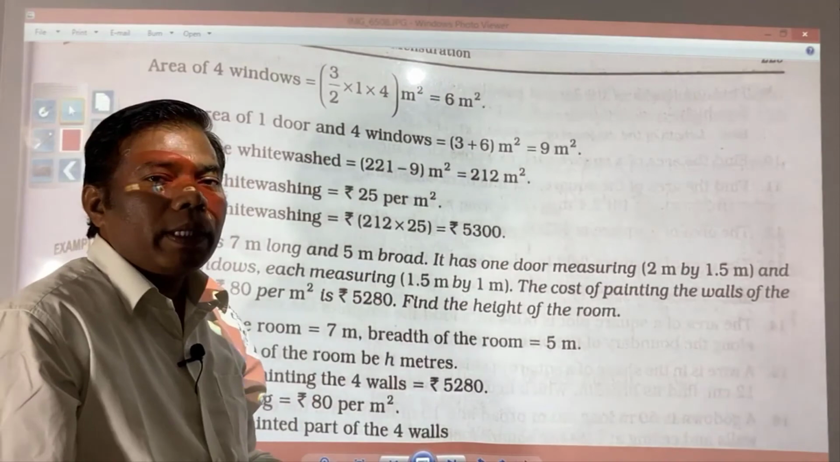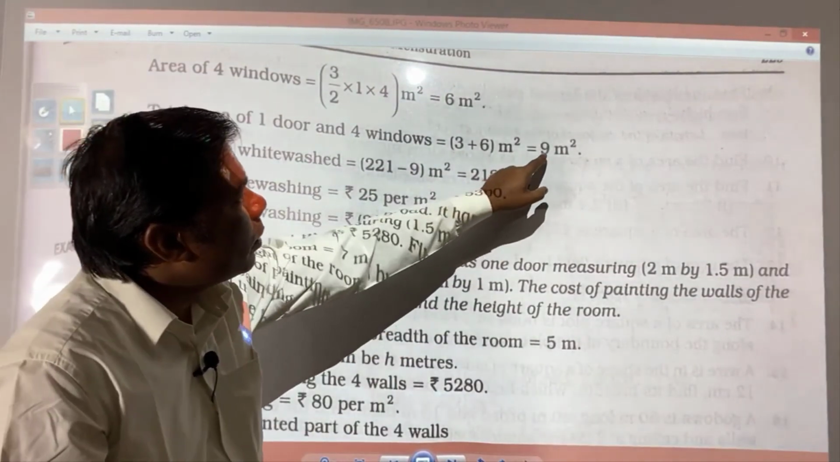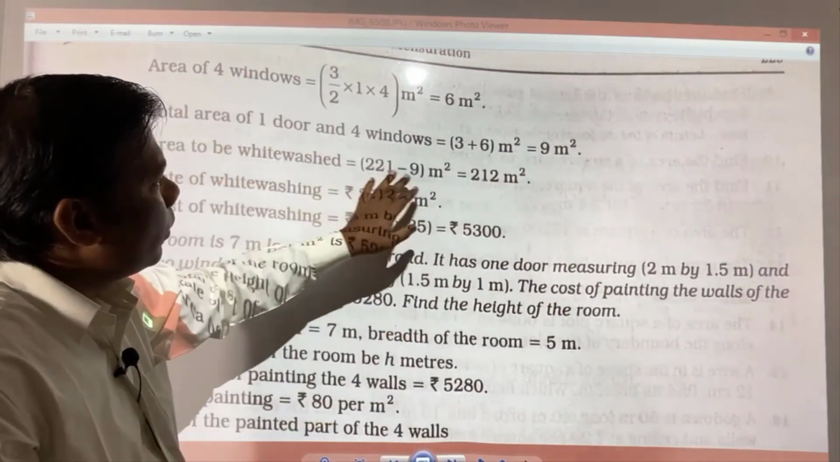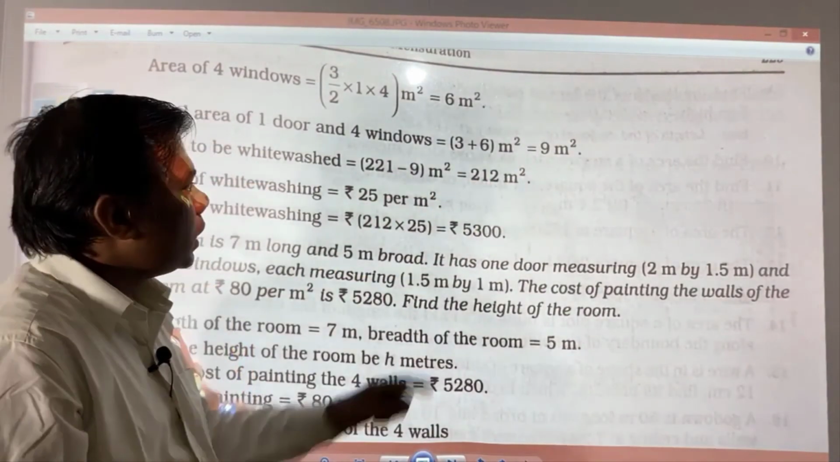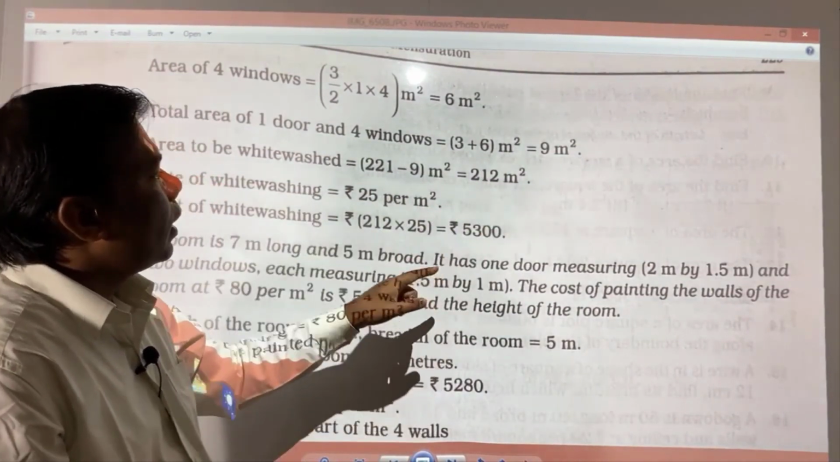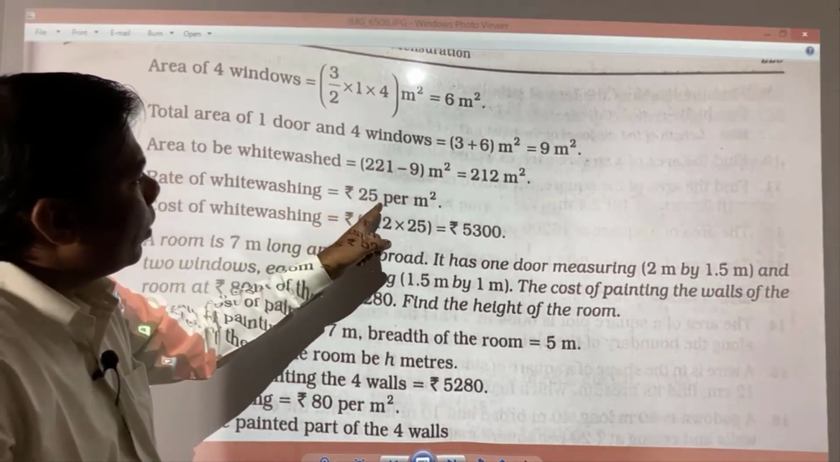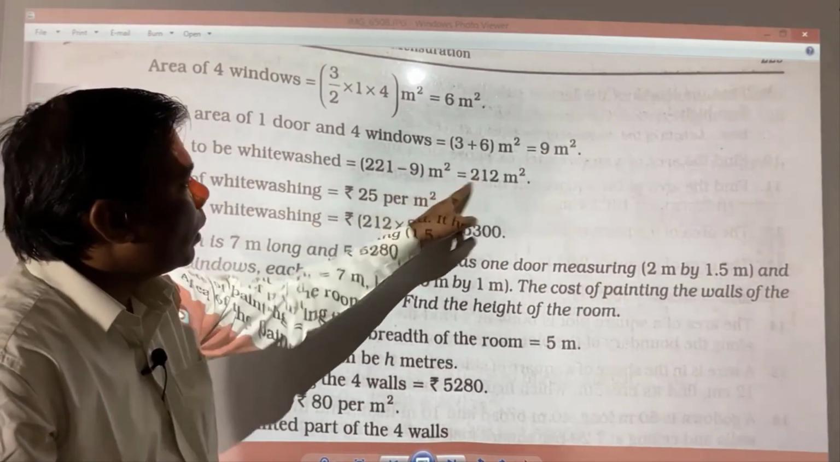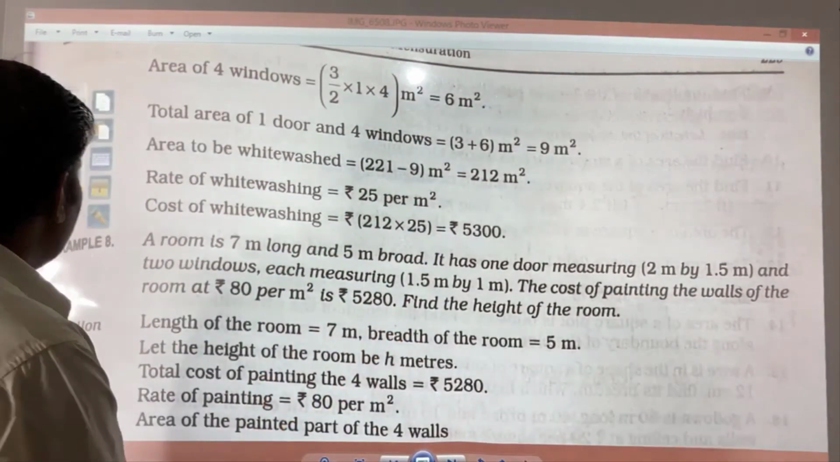What is needed to be done? What area you have got of 4 walls, from there you need to subtract 9 meters square. This has been subtracted. You have got the area where you have to whitewash, 212 meters square. Now, as for whitewashing, what rate is there? 25 rupees per meter square. You need to multiply this, you will get the answer. So, in this way, you need to do.